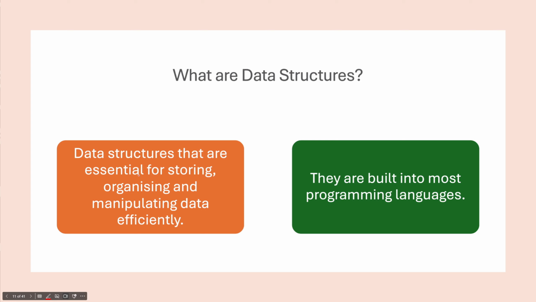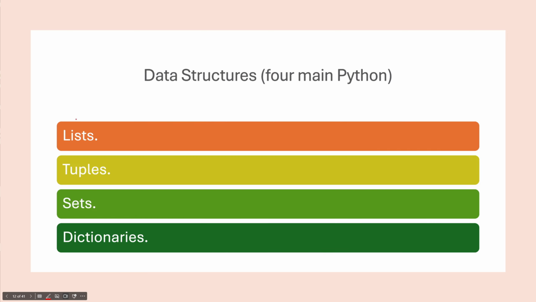Next, we have what are data structures? Data structures are essential for storing, organizing, and manipulating data effectively. They are built into most programming languages in some way, shape, or form. And the main four data structures we're going to be focusing on in Python are lists, tuples, sets, and dictionaries. They all store data in a structured way, but in slightly different ways.